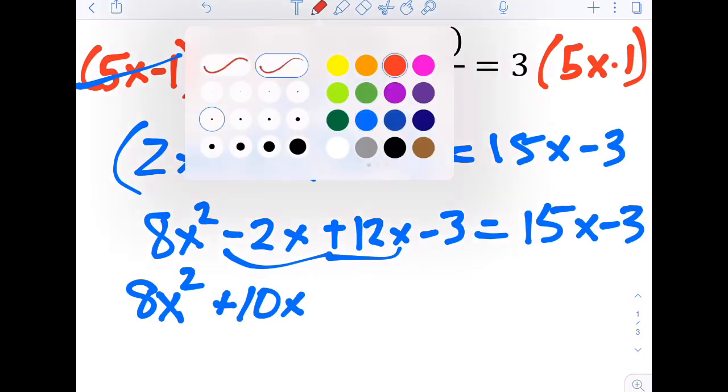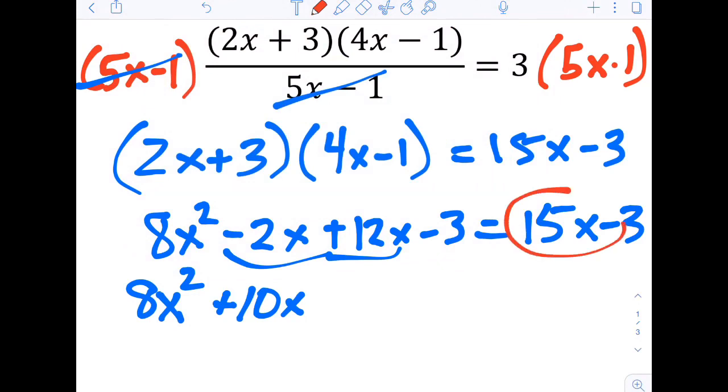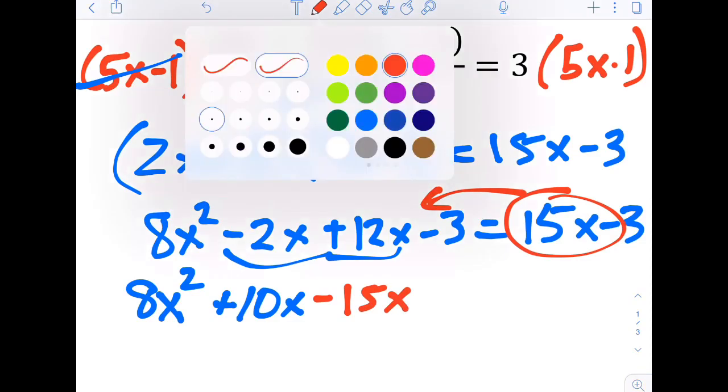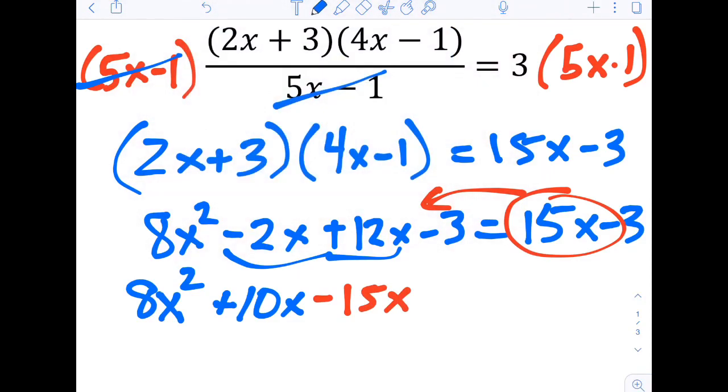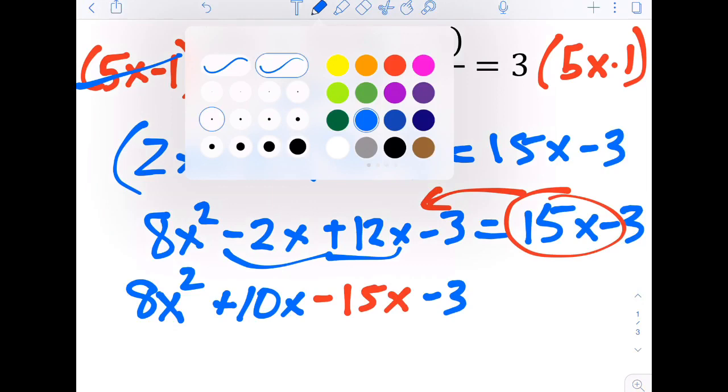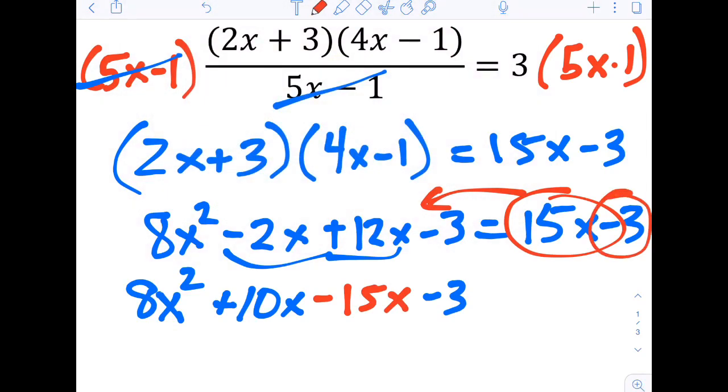I'm going to bring over this 15x because it has an x. Bring it over to the left side. So I'm going to join it as well. It's going to be minus 15x. Then I have the minus 3 from the left side, or subtract 3. And then what's going to happen is I'm going to bring that 3 over from the right side. So this one over here, it's going to come over. It's going to be plus 3.